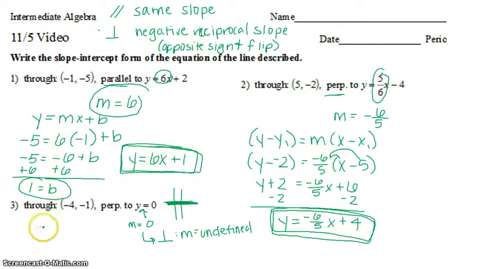My undefined slope, that's just going to be x equals, and then I simply want to look at what the x value is, which in this case was negative 4. So x equals negative 4 is going to be my equation.